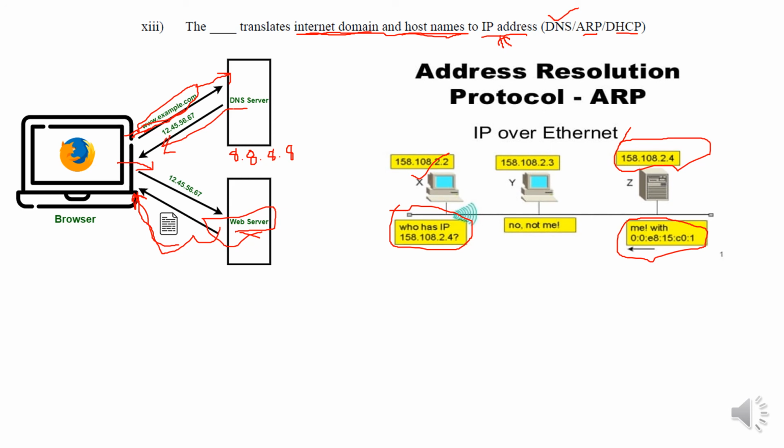So it knows that if any packet from the router comes that is destined for this IP address, then it has to be sent to this MAC address, because inside the local area network, the MAC address is the address used for communication. So IP to MAC conversion is done through ARP.